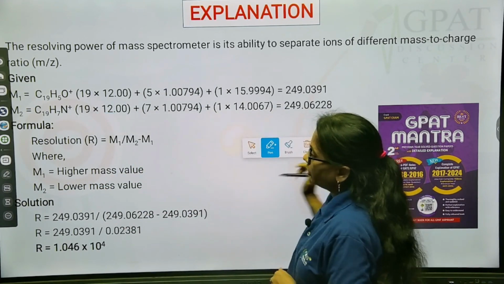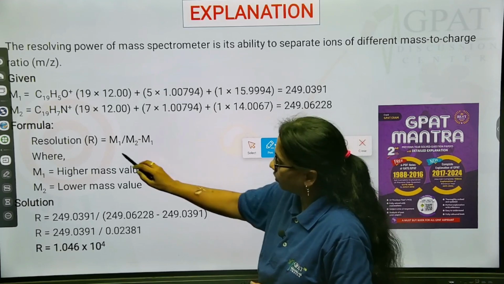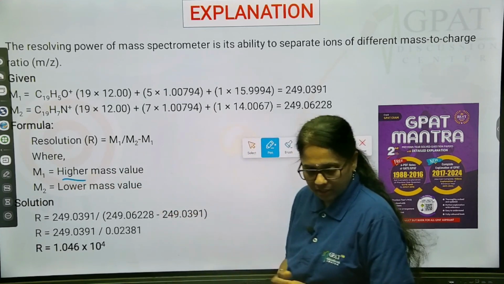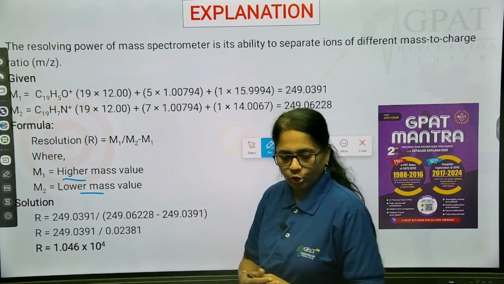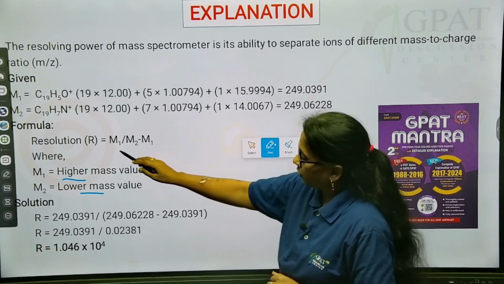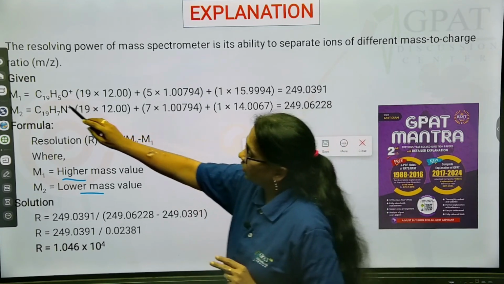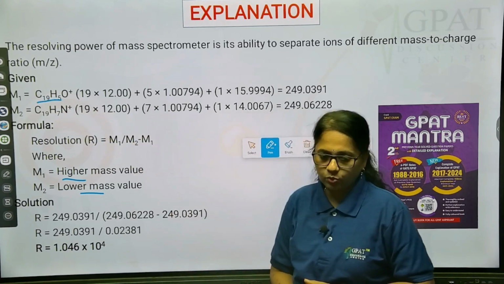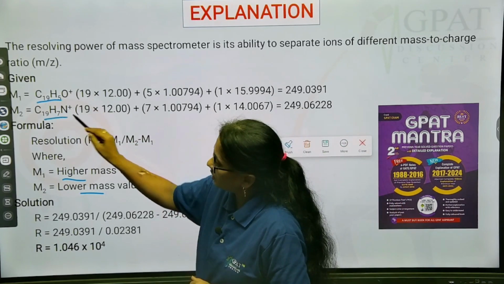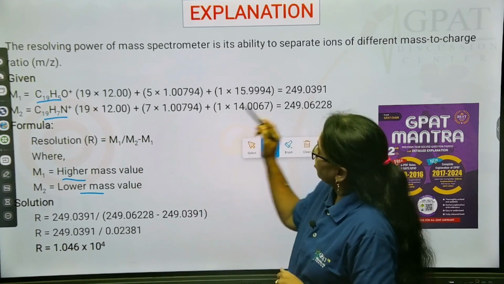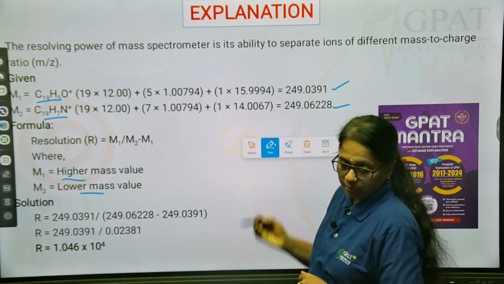Okay, M1 divided by M2 minus M1. What is M1 here? Higher mass value, and M2 is the lower mass value. Okay, so with this, if you calculate the mass value for the two fragments, they have given the formula, that is C19H5O+ and C19H7N+. For this, you need to calculate the molecular mass.